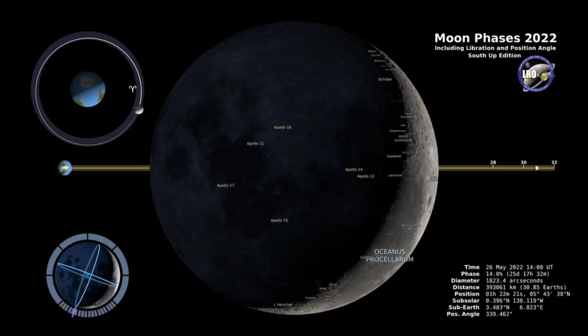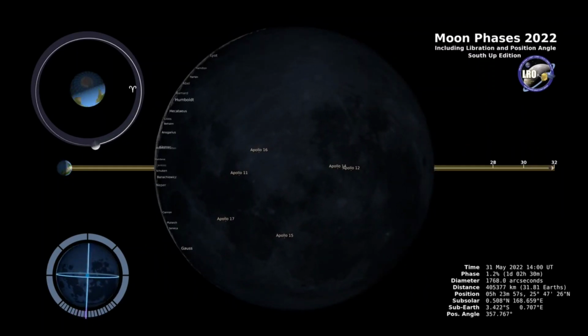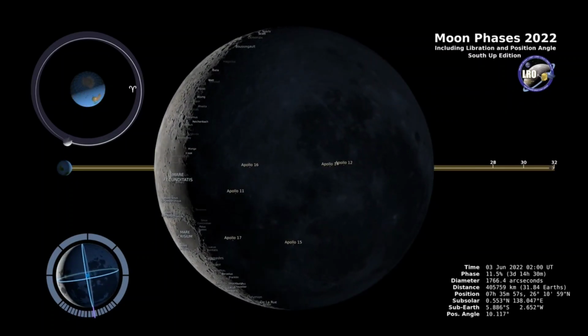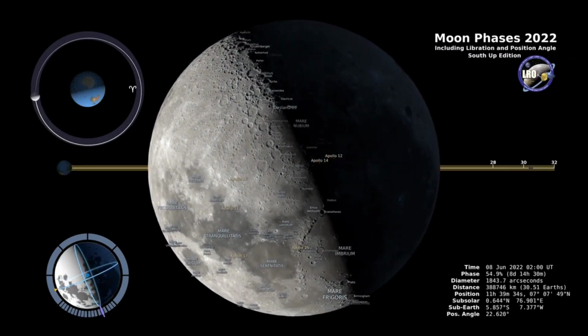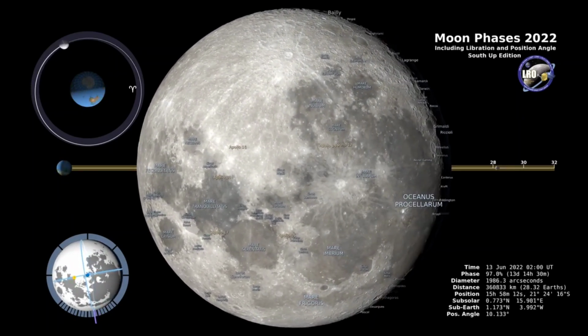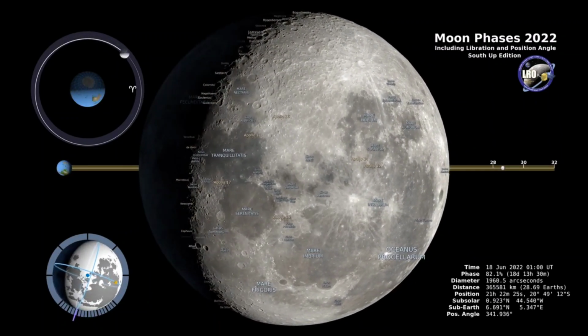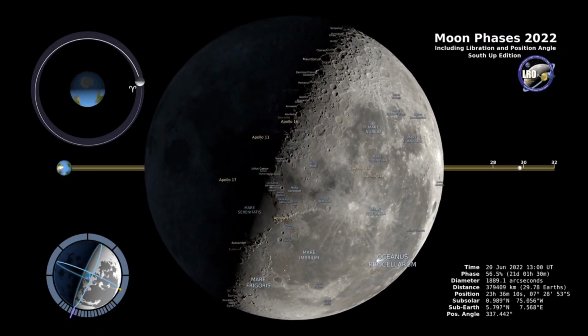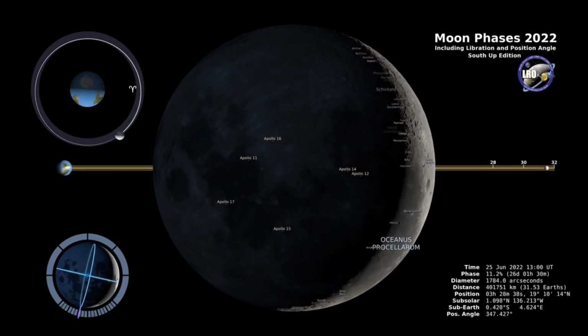Waning gibbous. The moon's illumination starts to decrease from the right side. As observed from the southern hemisphere, it still remains mostly visible in the night sky. Last quarter. The left half of the moon is illuminated and the right half is in shadow. It appears as a half moon shape, but this time the illuminated side faces east.